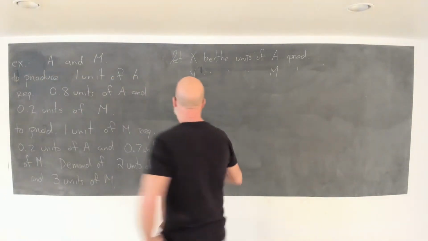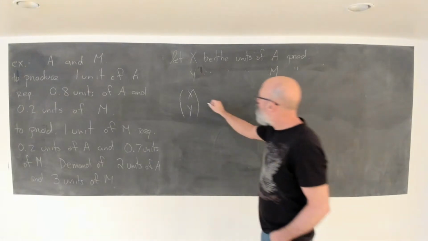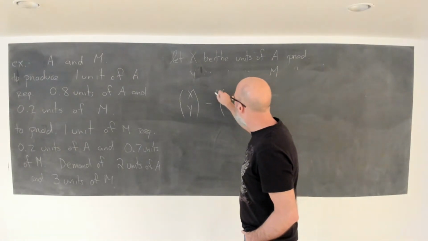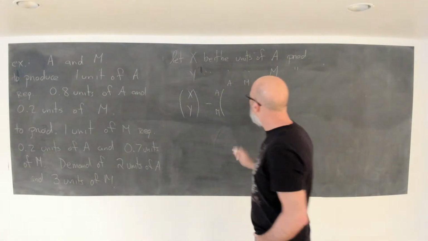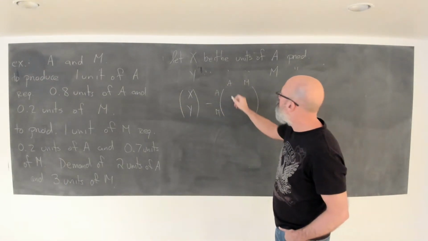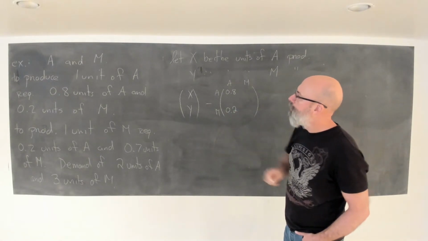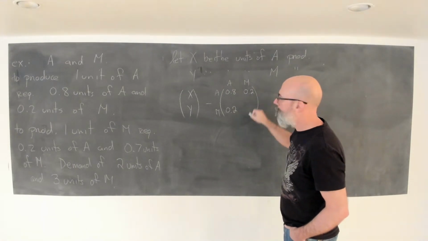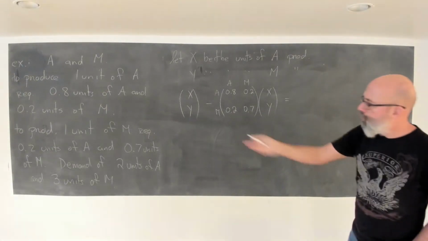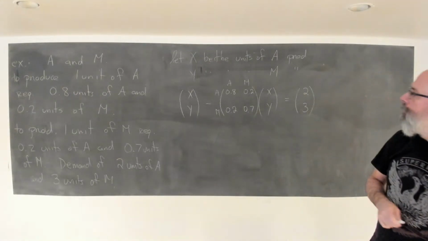And you know the deal, right? The amount of units we produce minus the internal consumption. This is agriculture and manufacturing, the Leontief input-output matrix. In order to produce 1 unit of agriculture requires 0.8 units of agriculture and 0.2 units of manufacturing, and similarly, to produce 1 unit of manufacturing, 0.2 and 0.7. This should meet our demand of 2 units of agriculture and 3 units of manufacturing.